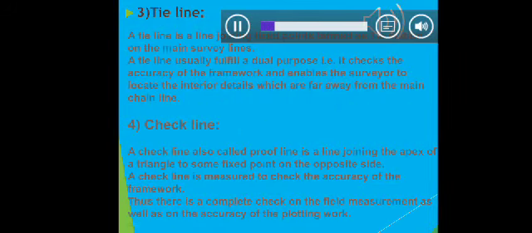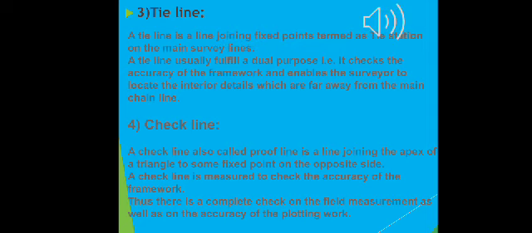The line joining the apex point of a triangle to some fixed point on its base is known as a check line. It is taken to check the accuracy of the triangle. Sometimes this line helps to locate interior details.